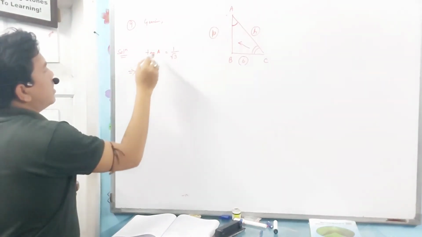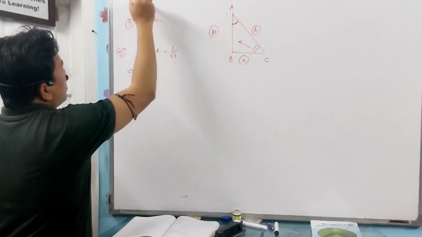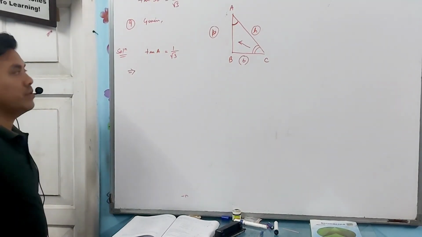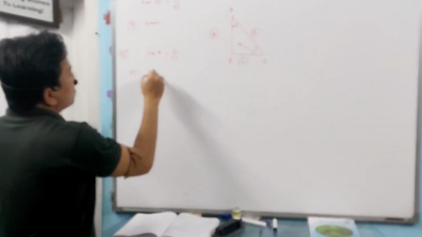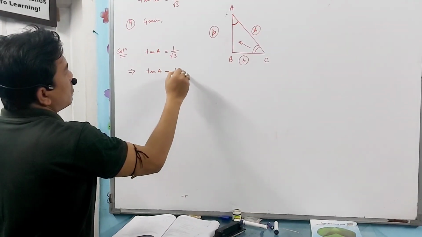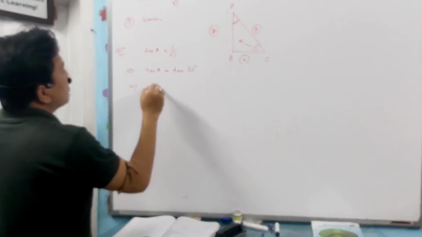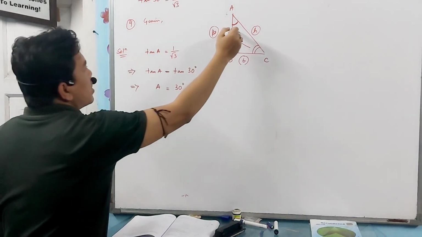So tan A is equal to 1 by root 3. Now we know that tan 30 is equal to 1 by root 3. Isn't it? So in place of 1 by root 3, we can write tan 30 degree. Yes. So the value of the angle A will be equal to 30 degree. So now we know the value of angle A. Angle A is 30 degree.